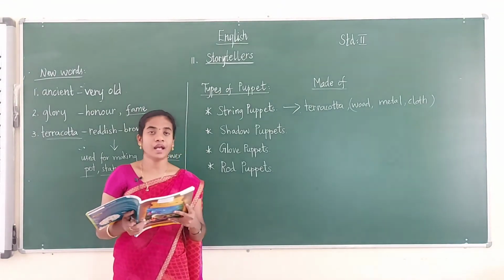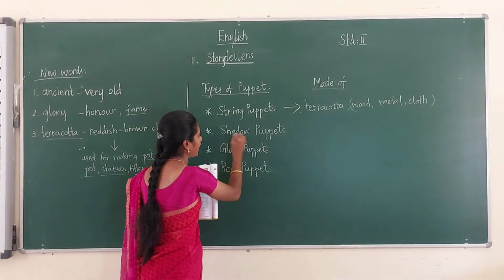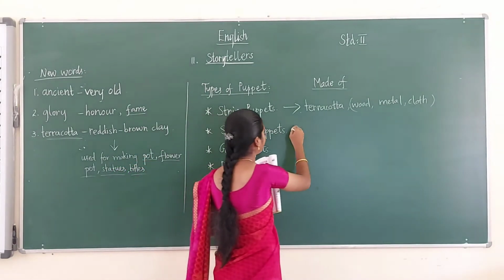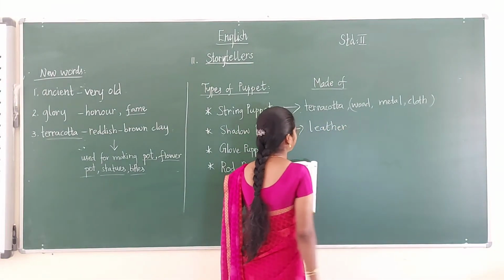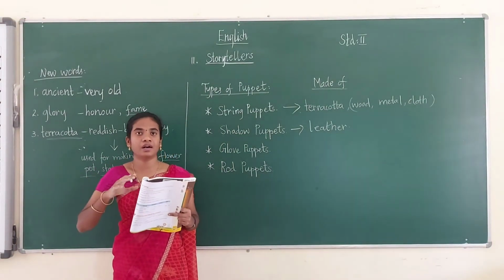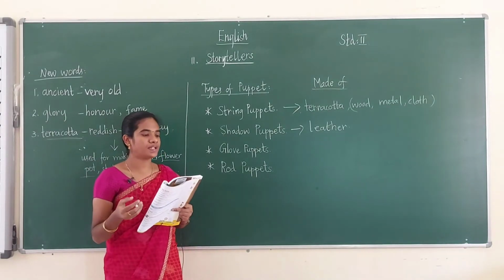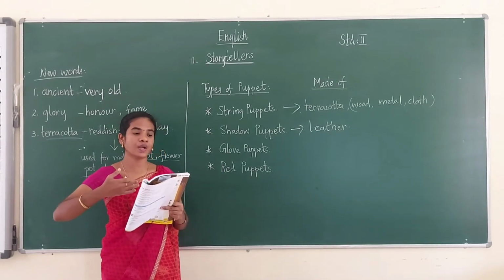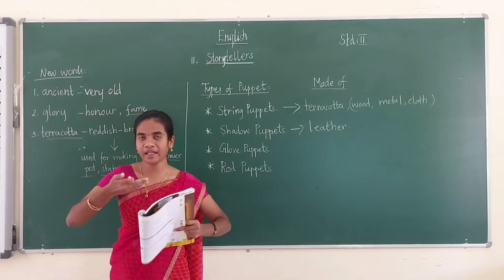Now we come to the shadow puppet. We are made of leather. Shadow puppets are made of leather only. They have different shapes, and shadow puppets are usually viewed through a screen. Behind the screen only they perform.